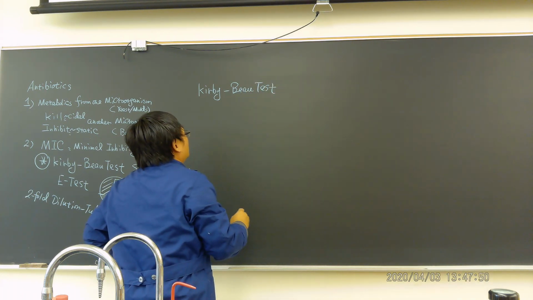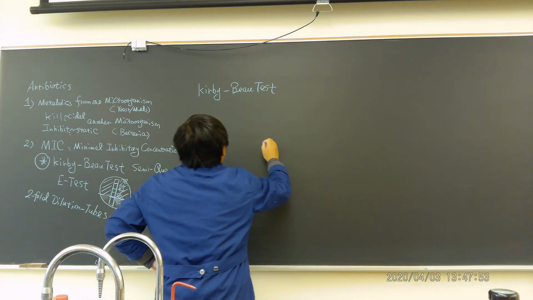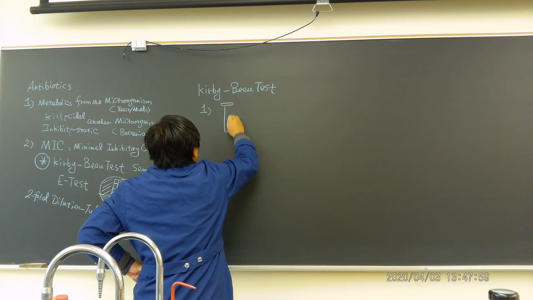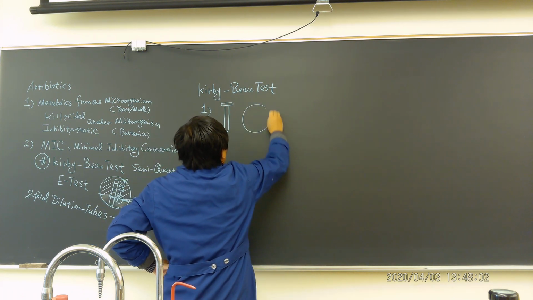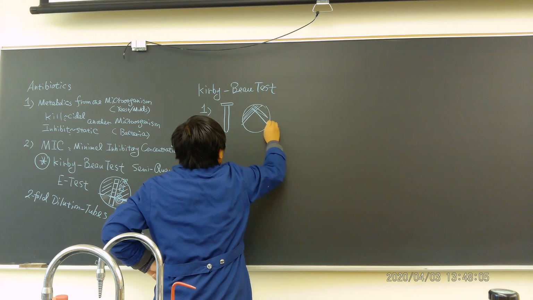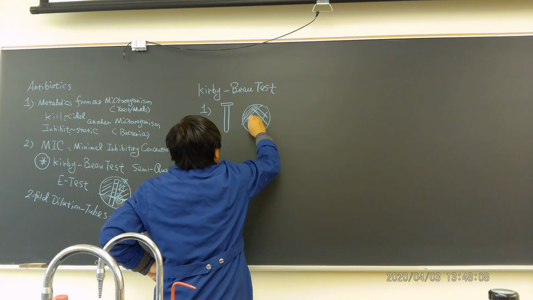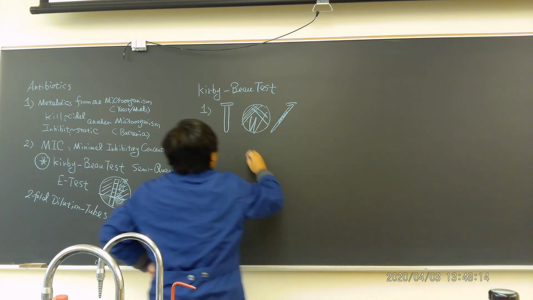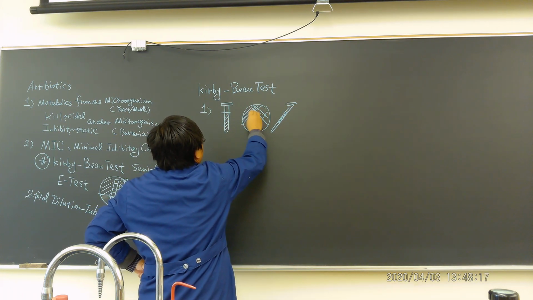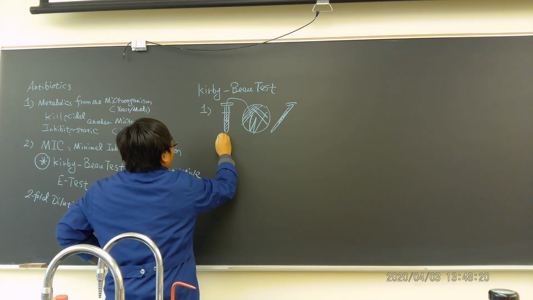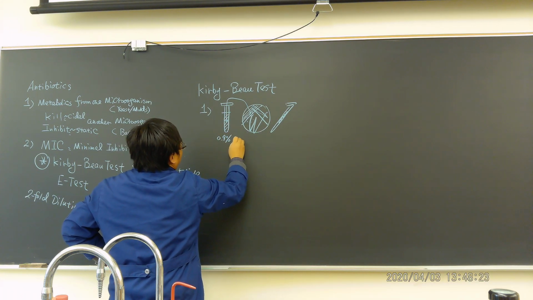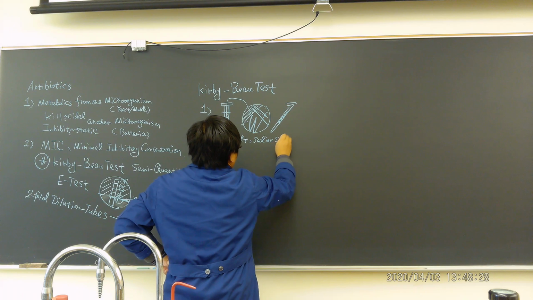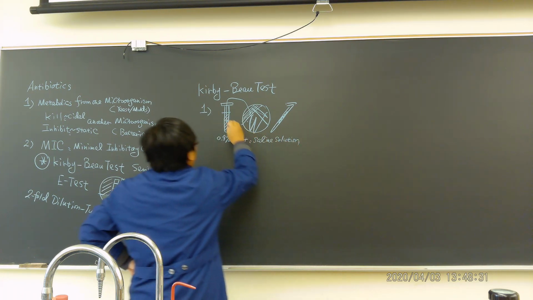The Kirby-Bauer test is a disc-based test. The first step is you pick bacteria, from a plate or from a slant. It could be a colony from the plate or a colony from the slant. We put it into a saline solution, usually 0.9% salt, and mix it.